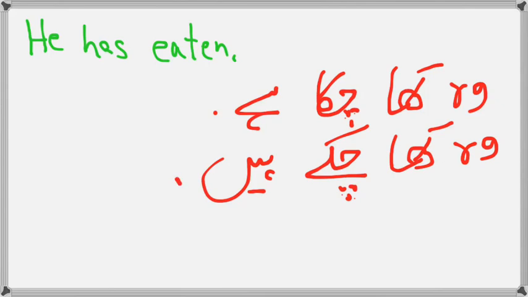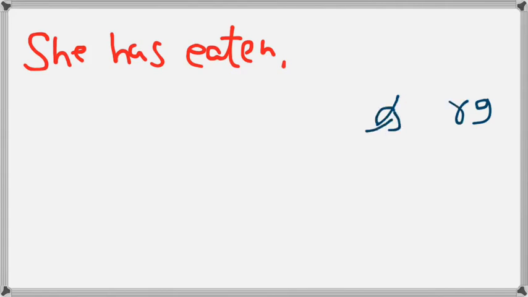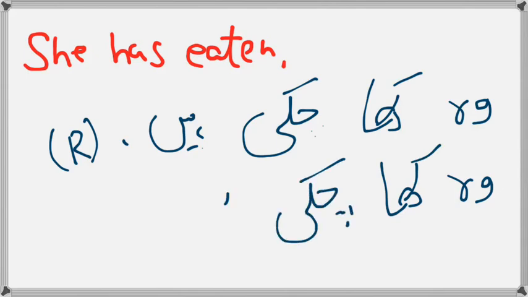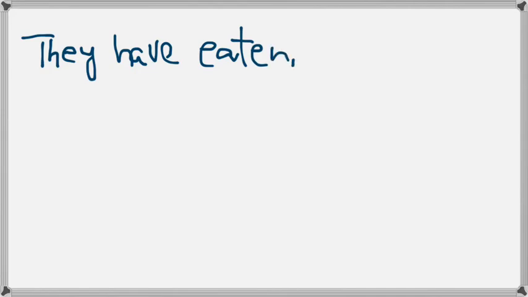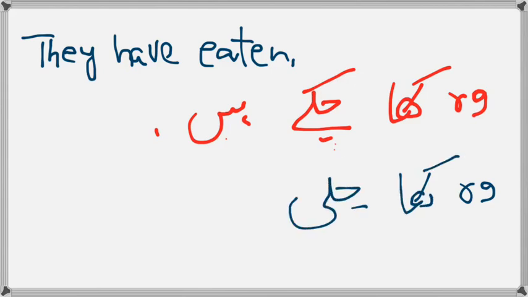And she has eaten. We will say वो खा चुकी है. For respect, and in informal environment, we usually say वो खा चुकी है. Now, if we want to say they have eaten, then we say वो खा चुके हैं for a group of male people or a mixed group. And only for a group of female, we say वो खा चुकी हैं.